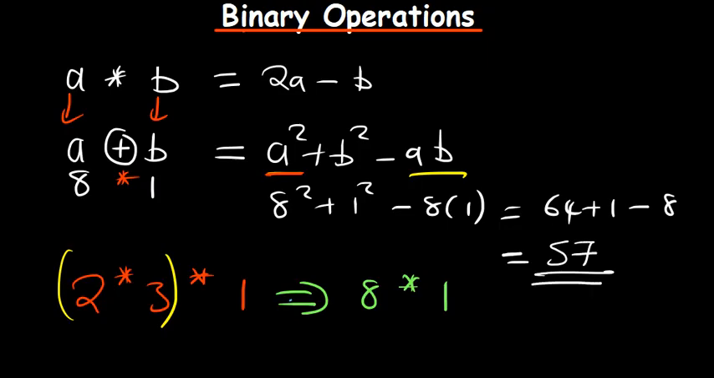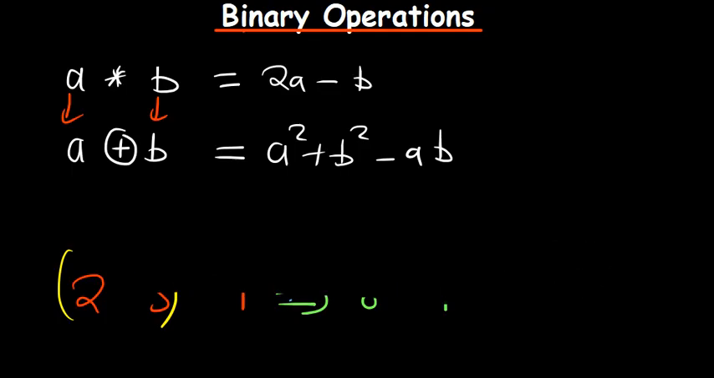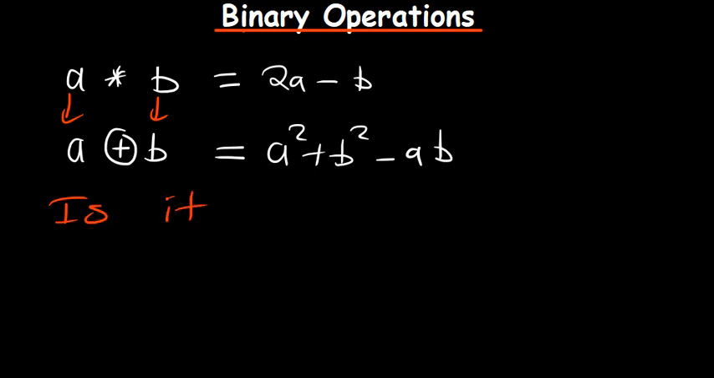Good, right? So that's what we have for that one. So we now know how to simplify the binary operations. Now there are questions that will ask you. The other questions you can expect under binary operations are questions like, is it commutative? Is it associative? These are the two common questions they ask. So what does that even mean?